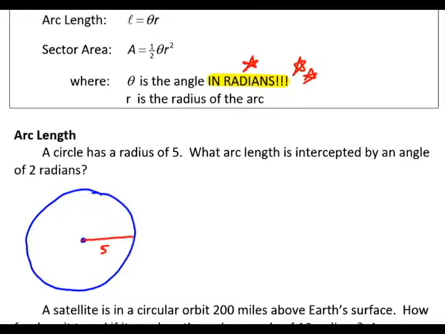Here, recall the definition of a radian angle. A radian angle is the angle that intercepts one radius length worth of arc. So here is one radius length worth of arc, that's 5. Here's another radius length worth of arc, that's 5. So here is our angle. The arc length is simply 5 plus 5, 2 times 5. That's total arc length is 10.